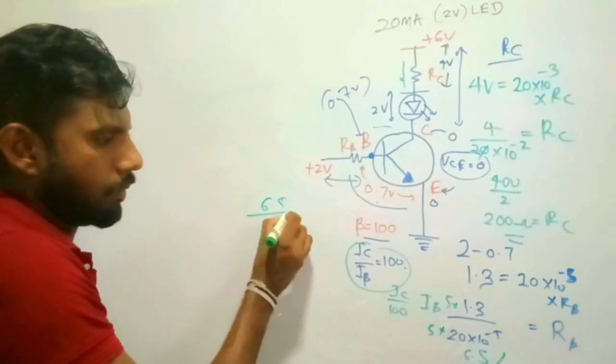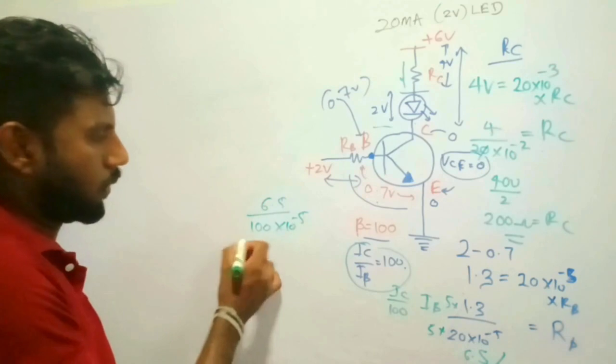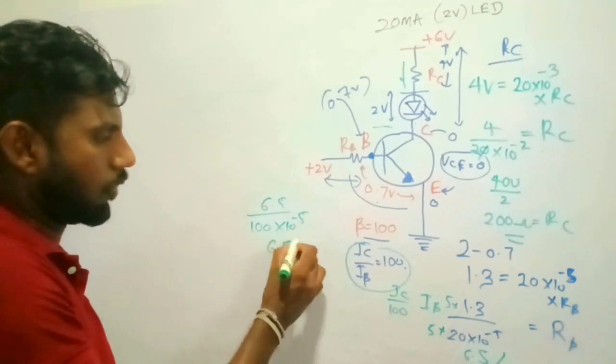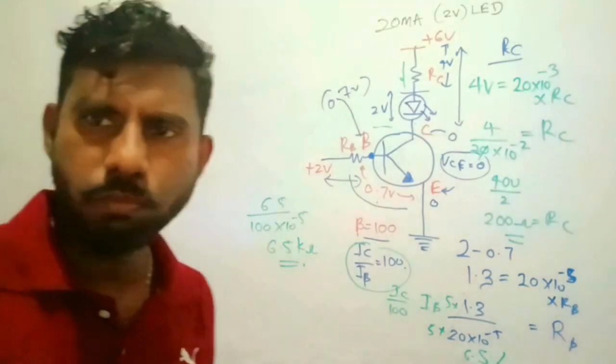6.5 divided by 100 into 10 to the power minus 5. So it's 10 to the power minus 3, 6.5 thousand. So it's 6.5 kilo ohms, right?